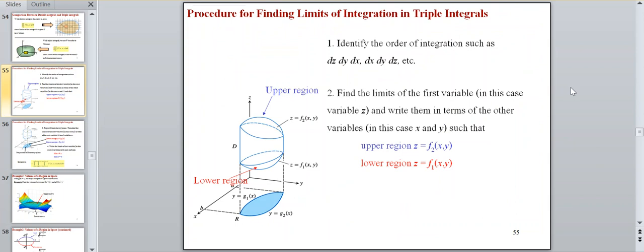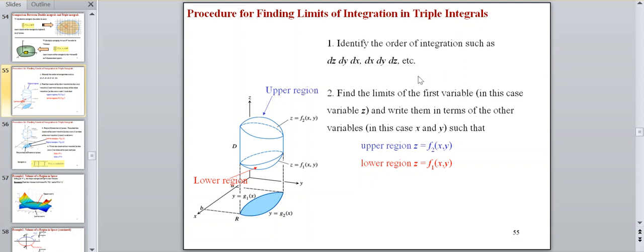Now listen very carefully. We are going to talk about how to find limits for integration in triple integrals. If you remember, in double integrals, we only have two orders, dx dy and dy dx. But for triple integrals, totally we have 6 orders. Be very careful. Totally we have 6 orders. For example, dz dy dx, dx dy dz, dz dx dy. So totally we can have 6 orders.